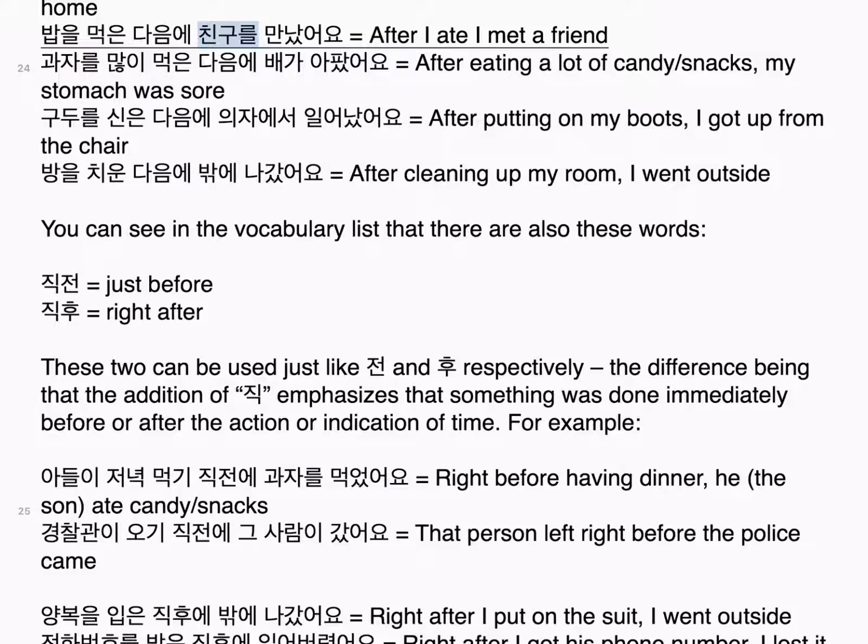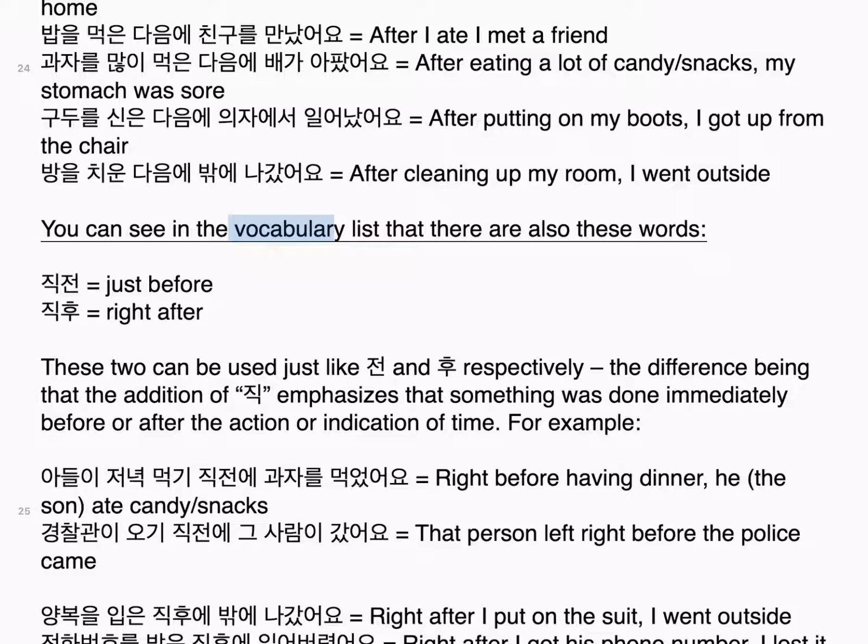밥을 먹은 다음에 친구를 만났어요. After I ate, I met a friend. 과자를 많이 먹은 다음에 배가 아팠어요. After eating a lot of candy snacks, my stomach was sore. 구두를 신은 다음에 의자에서 일어났어요. After putting on my boots, I got up from the chair. 방을 치운 다음에 밖에 나갔어요. After cleaning up my room, I went outside.